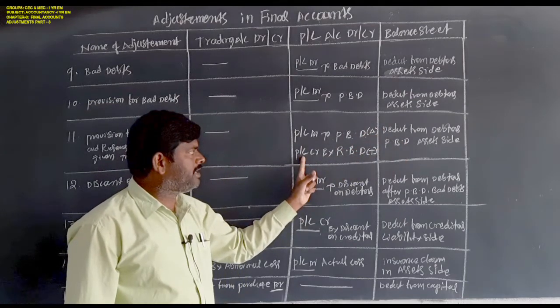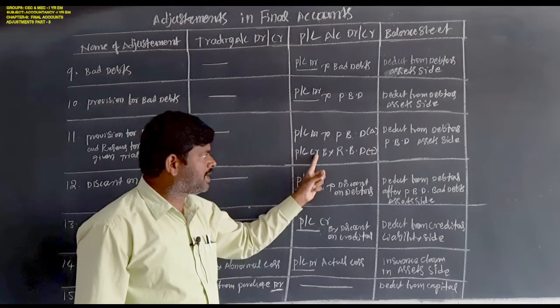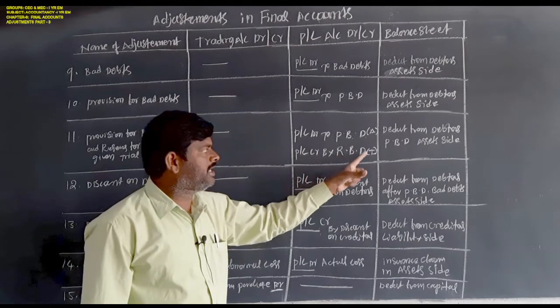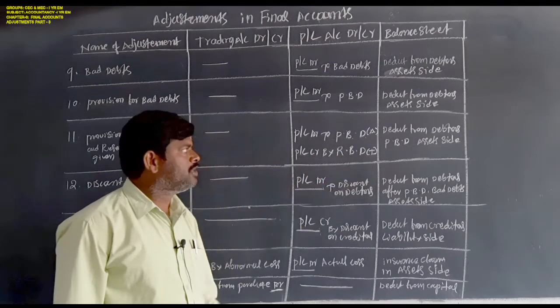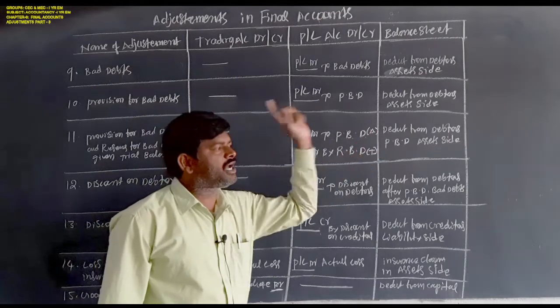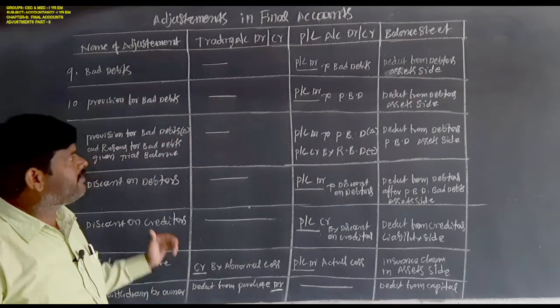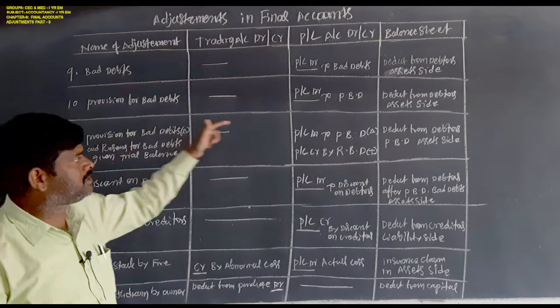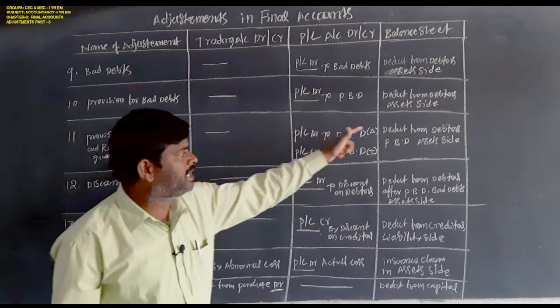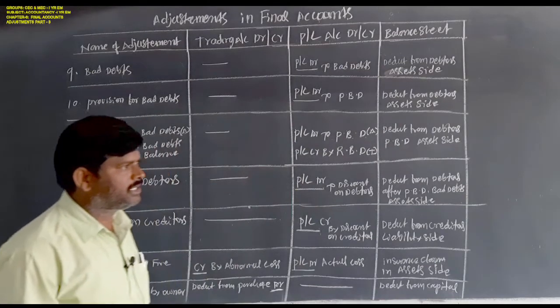Reserve for bad debts given in trial balance must be recorded on the credit side. RBD, reserve for bad debts. No need to deduct from the debtors. Remember this one thing: if only PBD is given, it must be recorded on the debit side and deducted from the debtors.